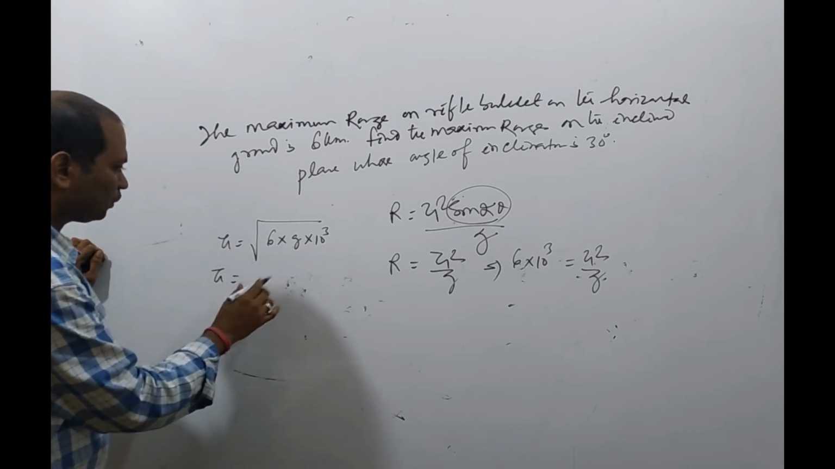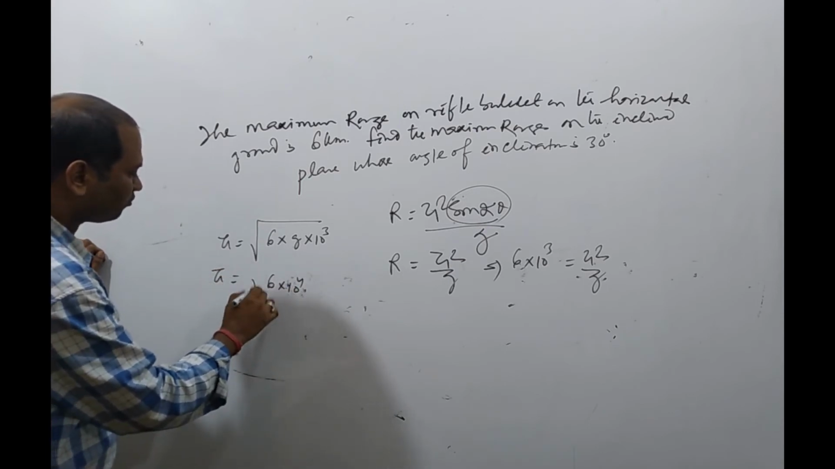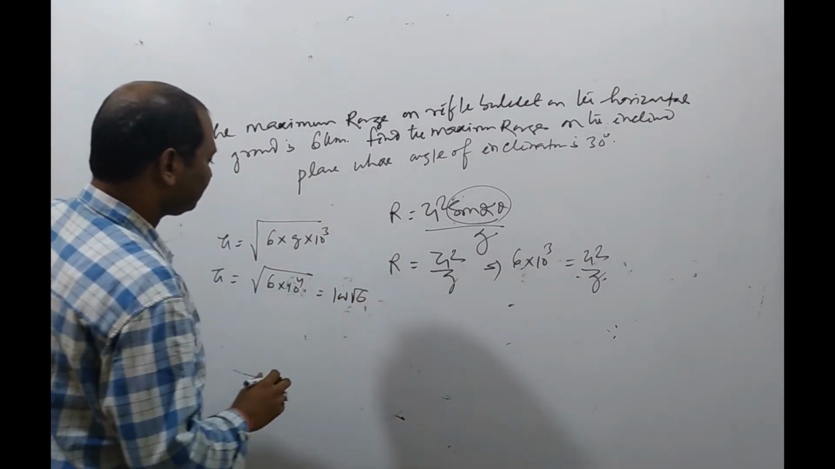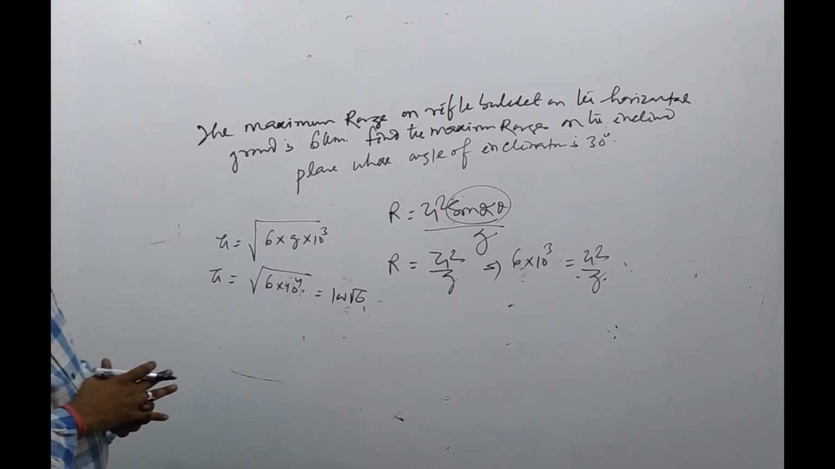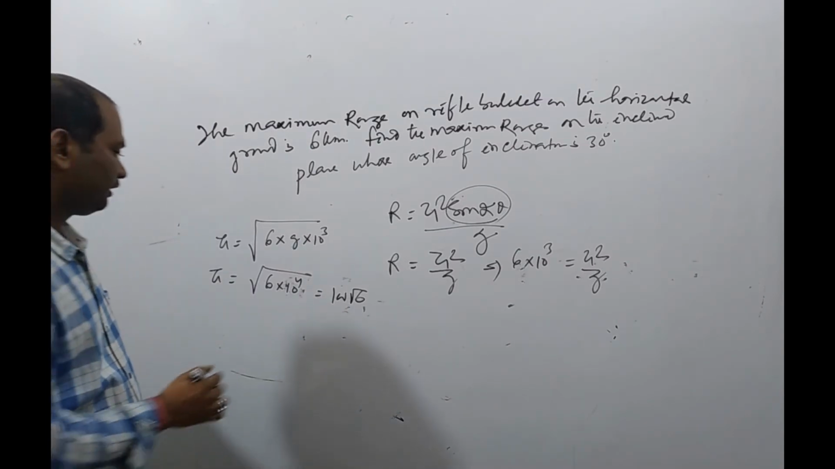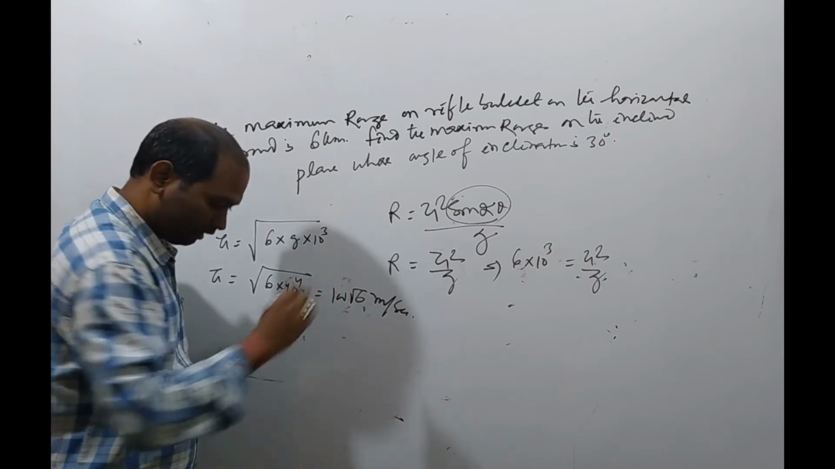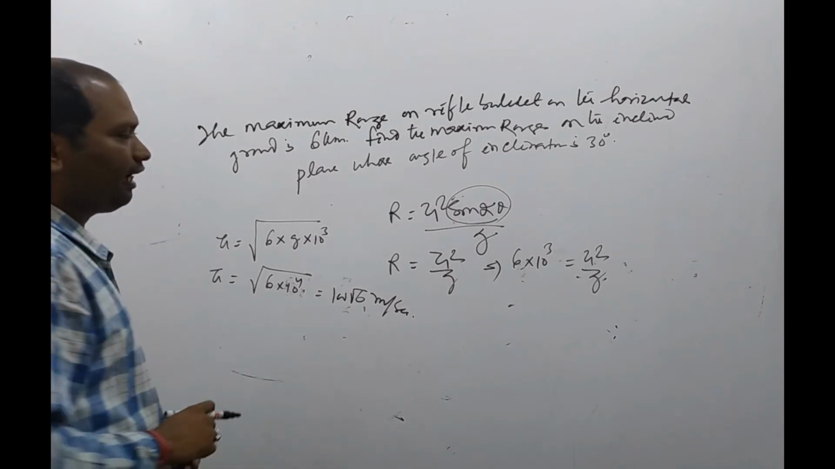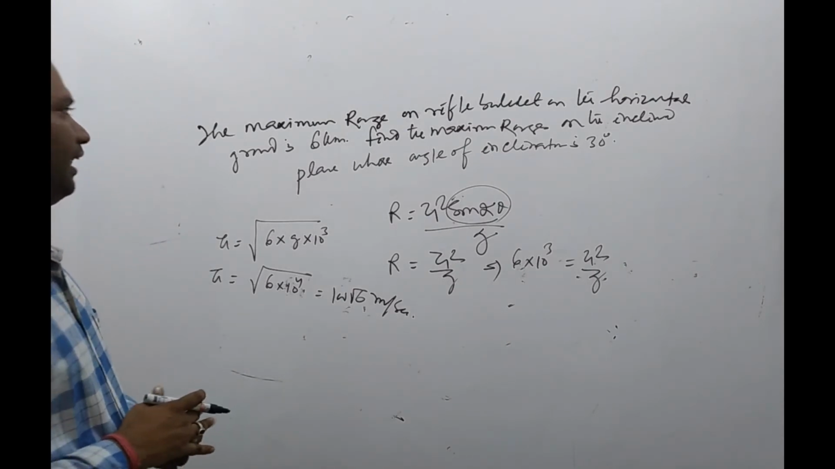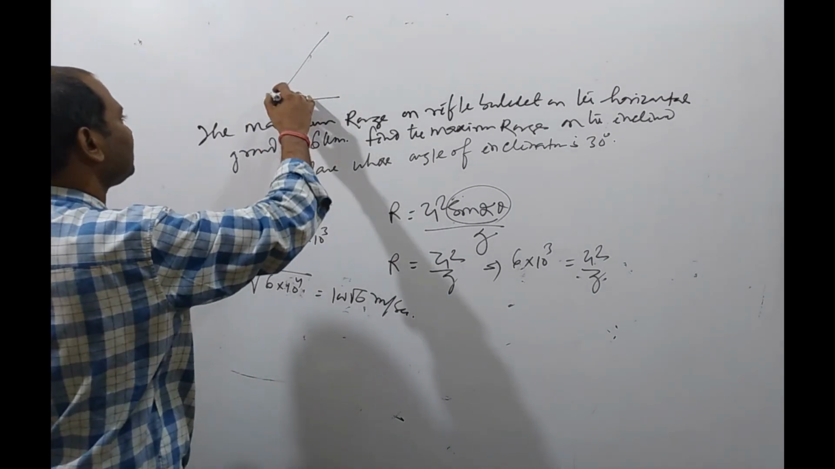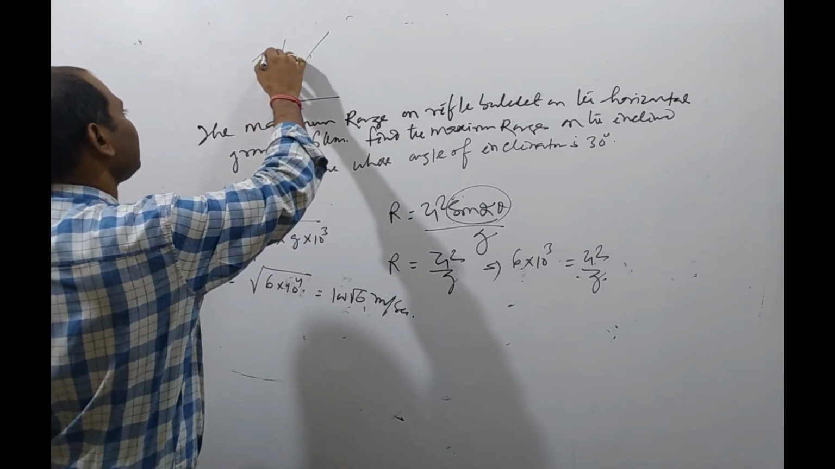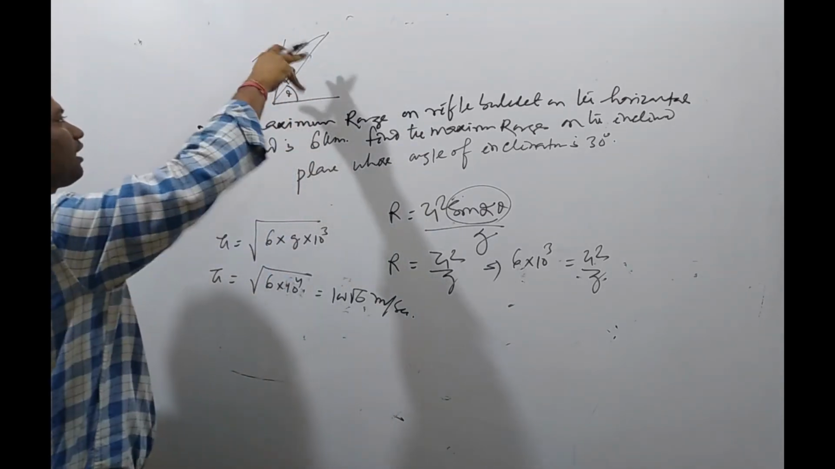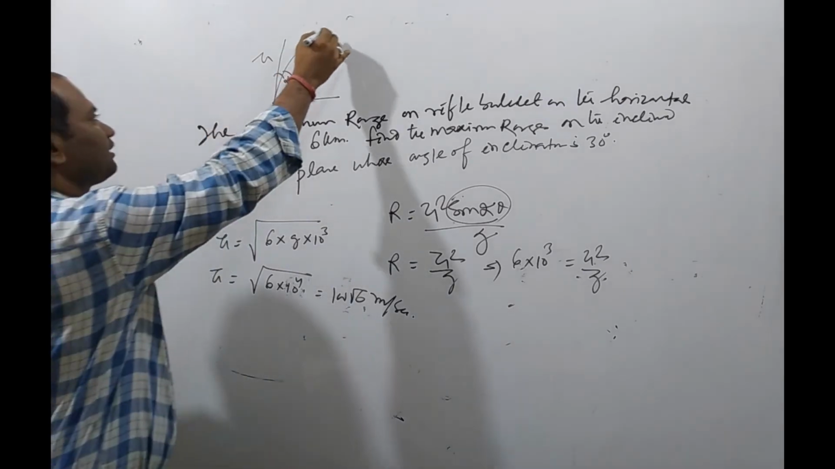Then u is equal to 6 into 10 to the power 4 root over, that equals 100 root 6 meter per second. Then you have to find, if this projectile is fired on the inclined plane, that means like this u, this angle alpha, this angle theta, in the OX dash direction.